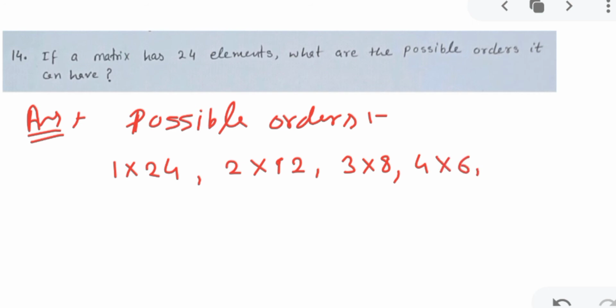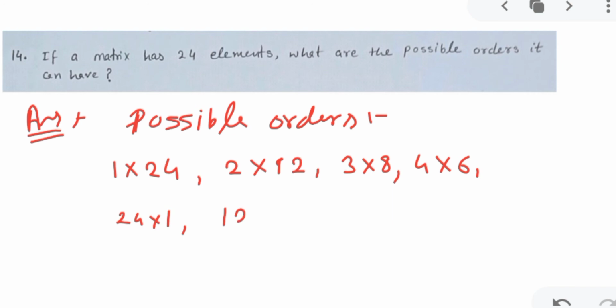Okay, now 5 is not divisible, 24 is not divisible by 5. 6, yes, 6 into 4. So this will repeat again. Like 1 into 24, then 24 into 1 is also possible. What is the difference between 1 into 24 and 24 into 1? In 1 cross 24, 1 is the number of rows and 24 is the number of columns. In 24 cross 1, 24 is the number of rows and 1 is the number of columns. Okay, so both are possible.